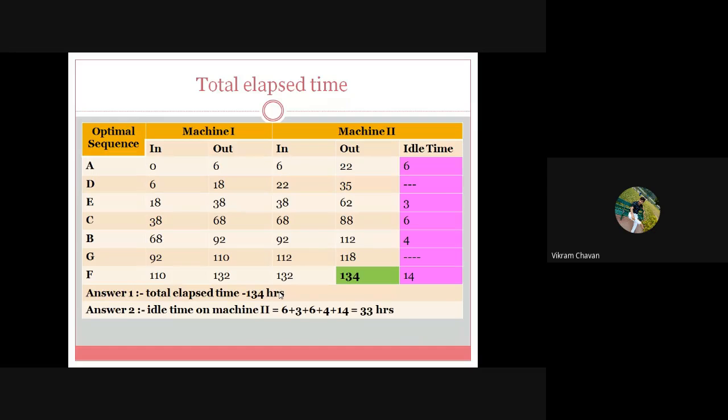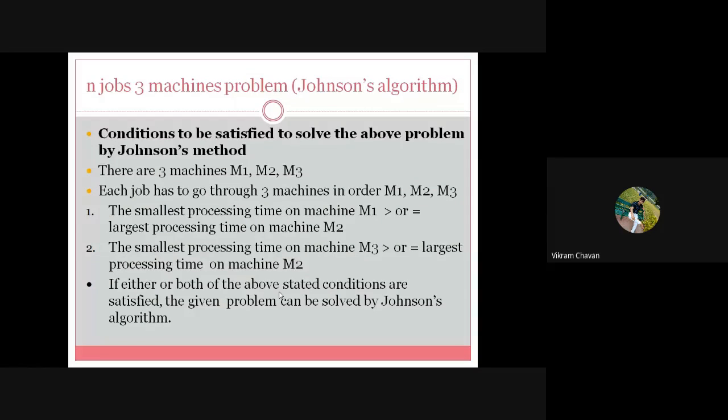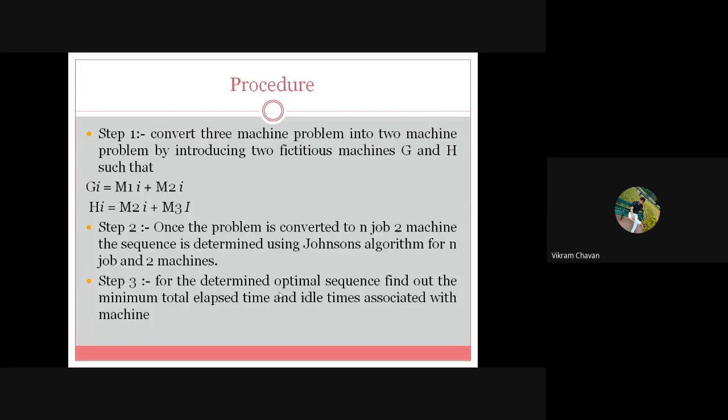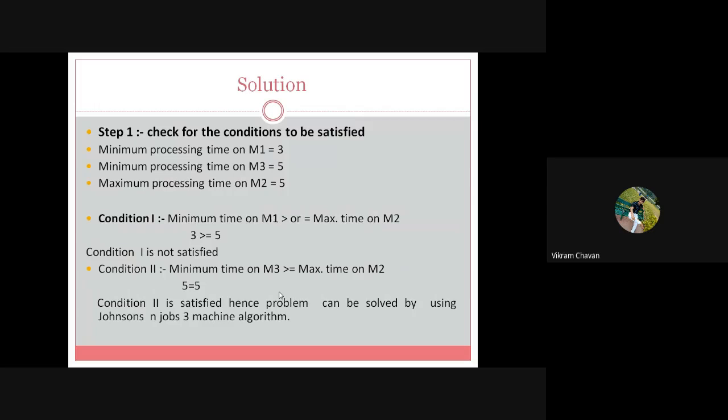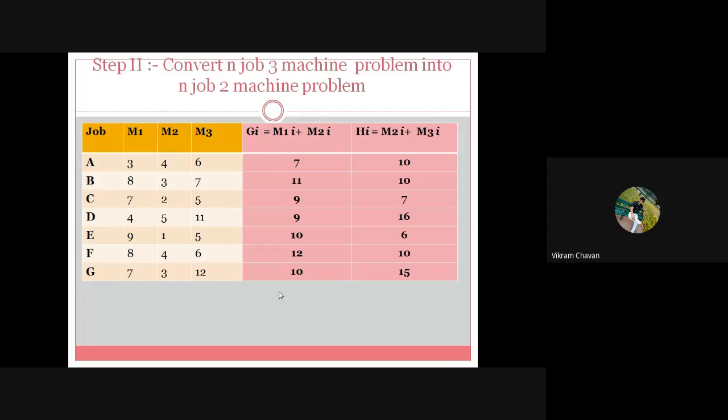But from the GATE point of view, this type, that is n jobs and 3 machines problems, are important. For that purpose, I will take this problem in tomorrow's lecture. Okay, and the conditions which are required to solve, and how to convert this n jobs 3 machines problem into n jobs 2 machines problem, the conversion. All these things we will try to cover in the next lecture.